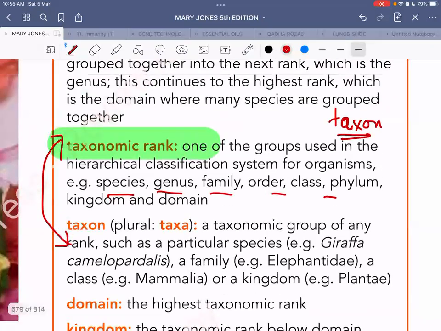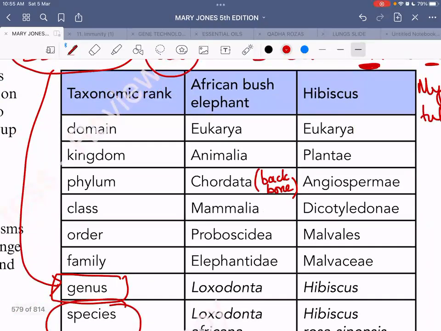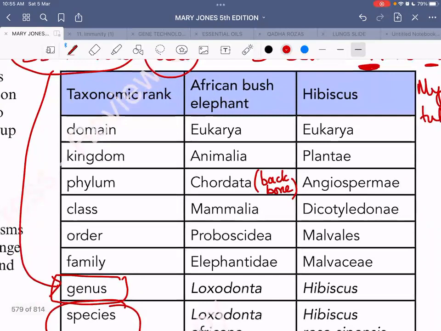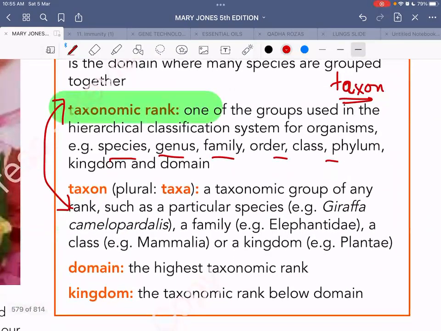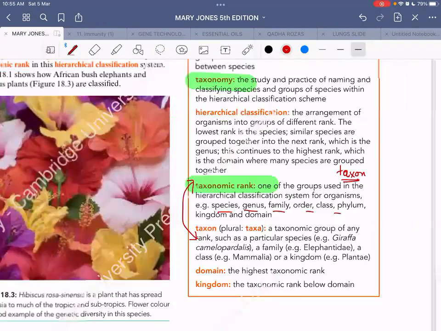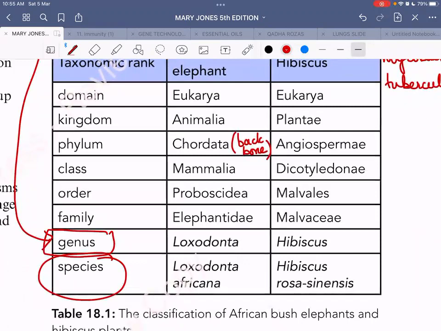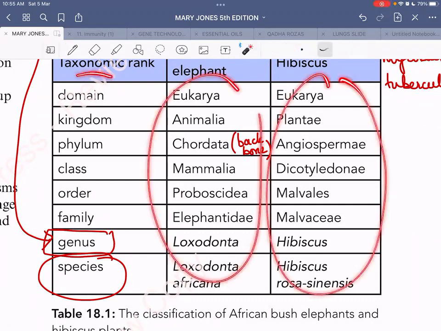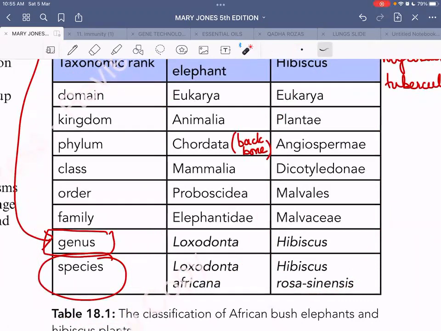Let's go back. The highest rank in this hierarchical system of classification of living organisms is the domain. That's the highest rank. ठीक है? And kingdom is the taxonomical rank just below the domain. So if we just look at this table once again, we would say the highest rank is domain and kingdom is the second highest rank. और उसके बाद सारे ranks हैं. You will not be asked to memorize all these, ठीक है? But you will be asked to know the names of these in their hierarchical sequence.